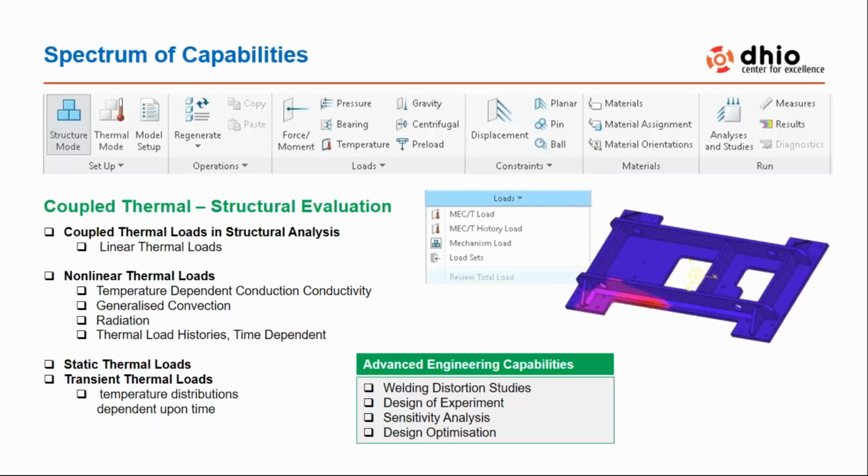As I told earlier, you can bring the thermal load into that, thermal histories into that, mechanism load into that, and your own user defined load sets can be inserted. You can see the moving heat body. So the heat input is moving along the edges. It is possible. The welding distortion studies and design of experiments can also be included in thermal structural evaluations.